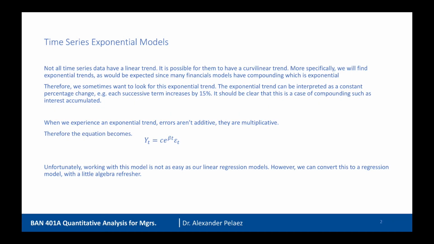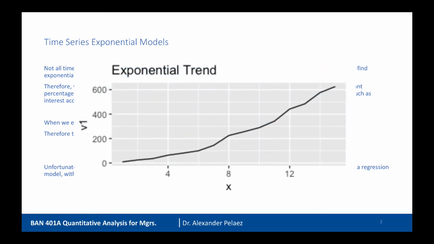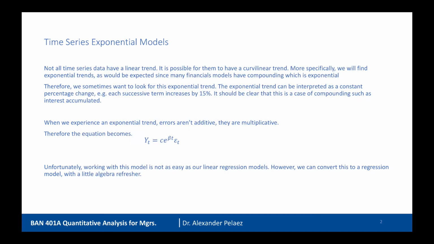Now, not all time series data is going to move in a nice linear fashion. Some have curves to them. The most common one is a curvilinear trend, which is revealed by an exponential curve. So we find these exponential trends in many financial models that have compounding. If you are in finance or remember any of your finance formulas, you'll remember that they have the natural constant e, and that is what we consider an exponential trend. Therefore, we want to look for this exponential trend.